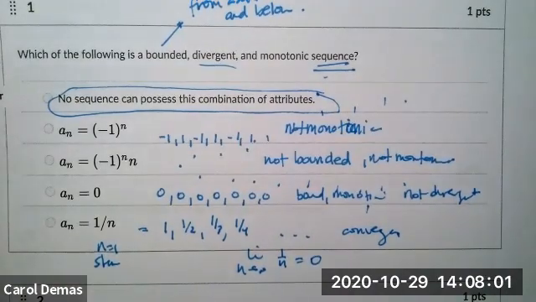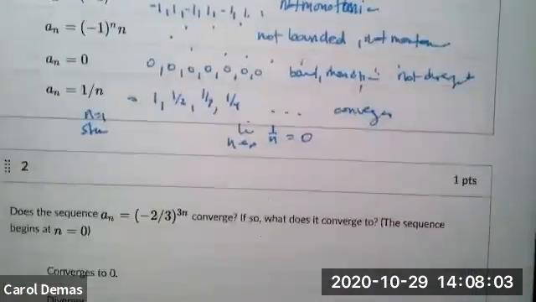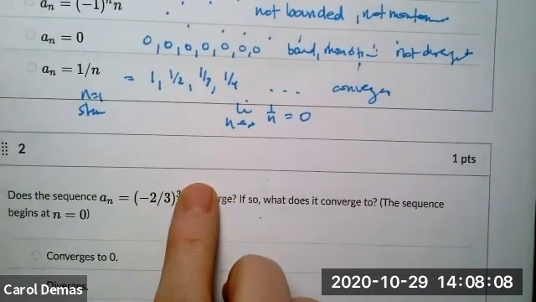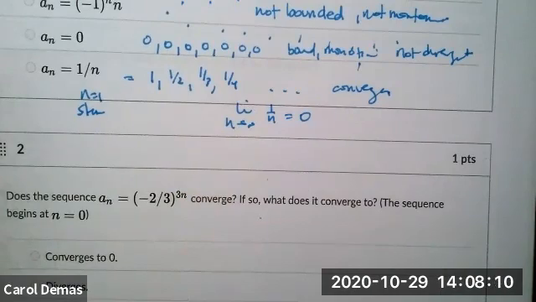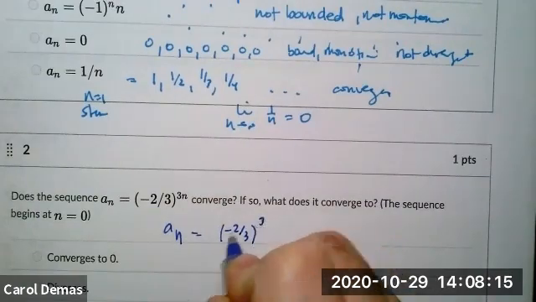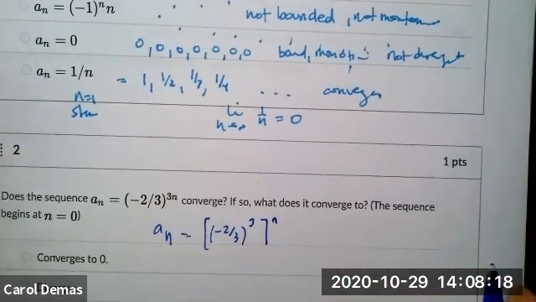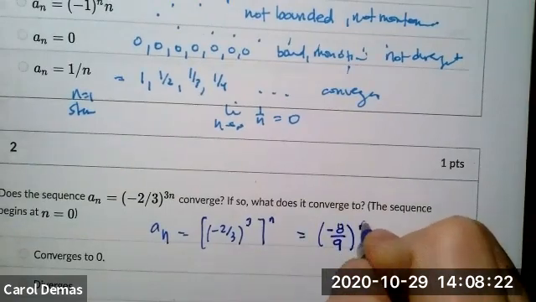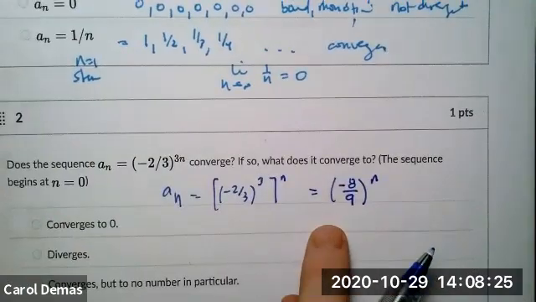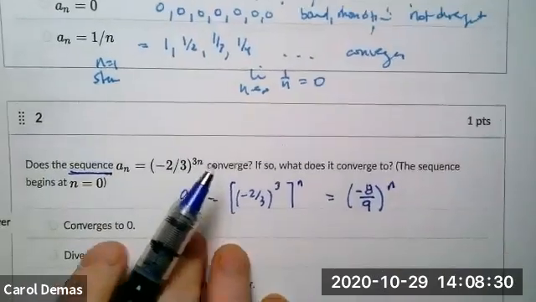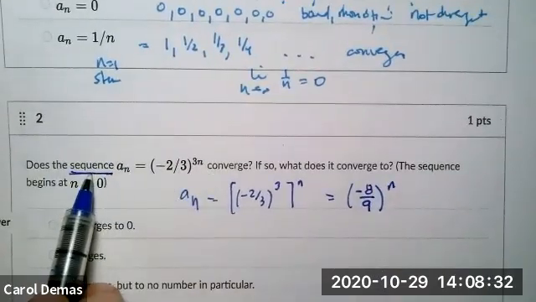Okay, how about the next one? Okay, this sequence a sub n is negative 2/3 to the 3n. And you can rewrite that as negative 2/3 cubed to the n. And that's going to give us negative 8/9 to the n. Okay, well, it's a sequence. So first thing you do is need to make sure that you're answering questions about sequences. If it says sequence, you use the theory for sequences, not for series.